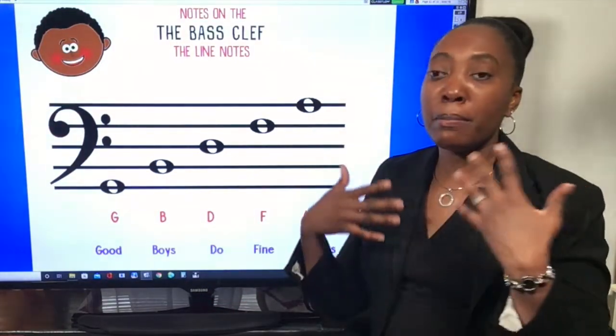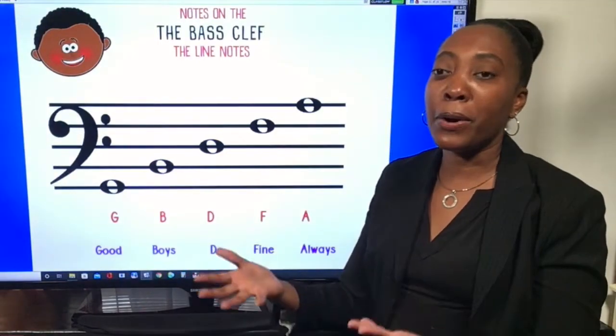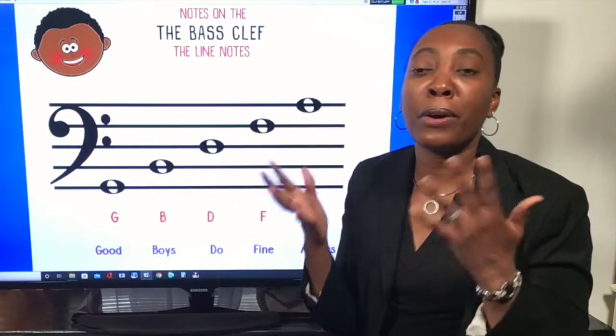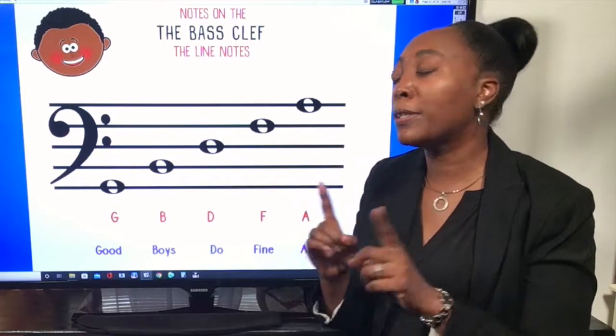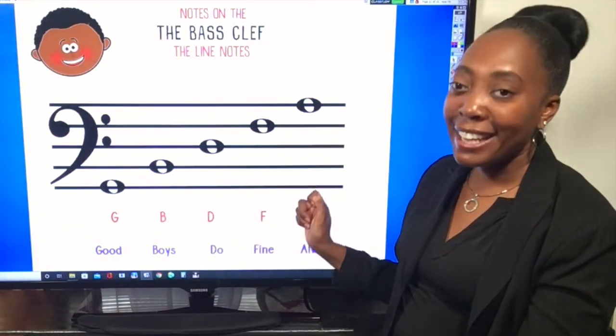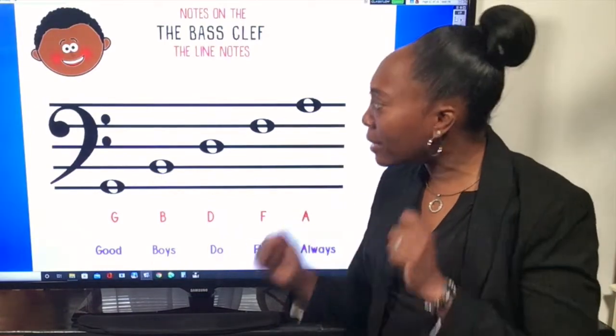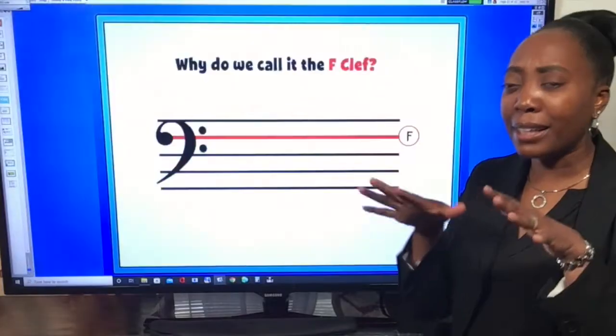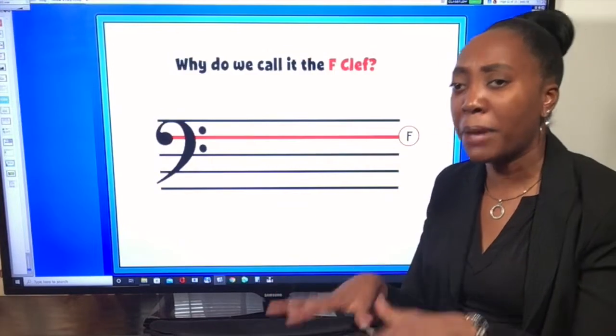I like to remember good boys do fine always. You can come up with your own sentence as long as you remember G, B, D, F, and A. All right, so now let's learn a little bit more about the line notes in the bass clef.